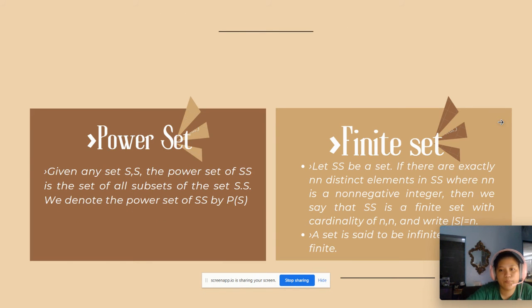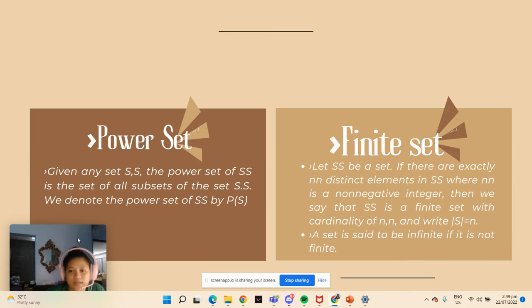So we have here the power set and finite set. Given any set S, the power set of S is the set of all subsets of the set S. We denote the power set of S by P(S). Now, finite set. Let S be a set. If there are exactly n distinct elements in S, where n is a non-negative integer, then we say that S is a finite set.